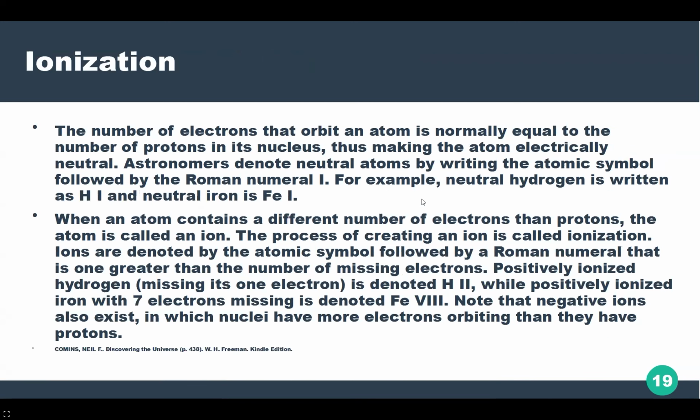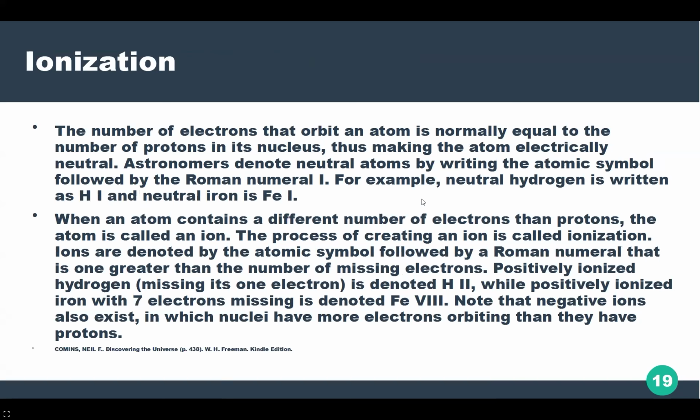The number of electrons that orbit an atom is normally equal to the number of protons in its nucleus, thus making the atom electrically neutral. Astronomers denote neutral atoms by writing the atomic symbol followed by the Roman numeral 1. For example, neutral hydrogen is written as H I and neutral iron is Fe I, or hydrogen 1 and iron 1. When an atom contains a different number of electrons and protons, the atom is called an ion. The process of creating an ion is called ionization.